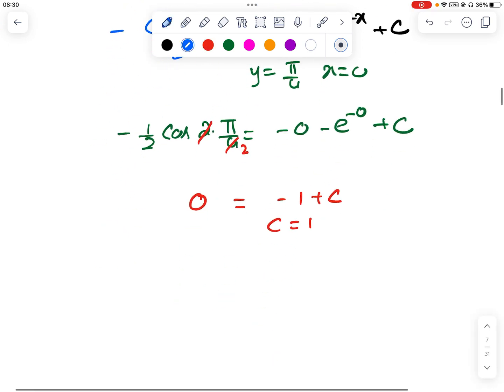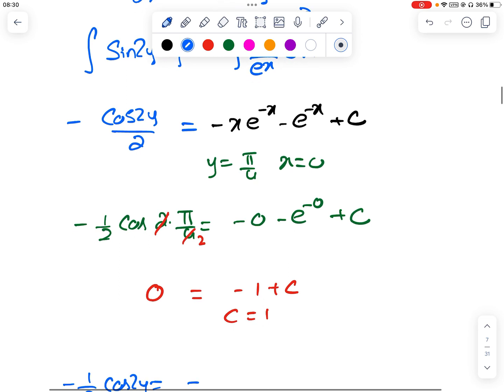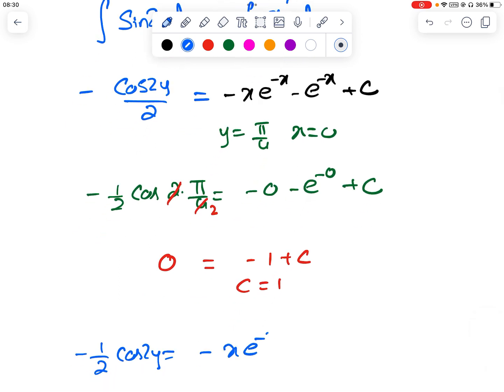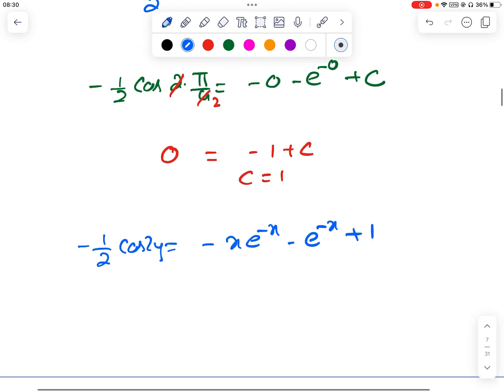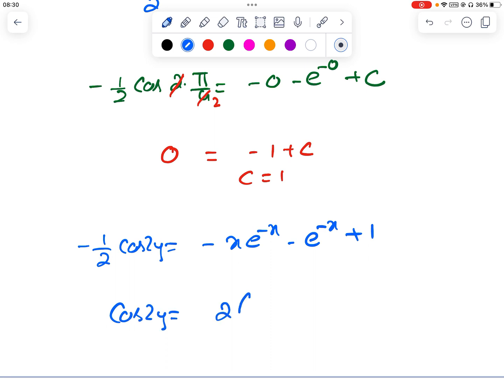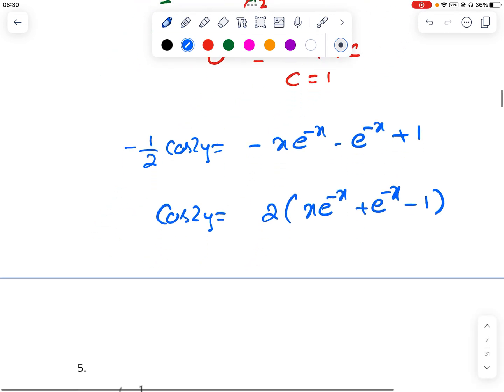So what will the equation now become? Minus 1 upon 2 cos 2y equals negative x e power negative x minus e power negative x plus 1. Multiply by minus and multiply by 2 also. So what does it become? Cos 2y equals 2 bracket x e power negative x plus e power negative x minus 1. That's going to be the answer.